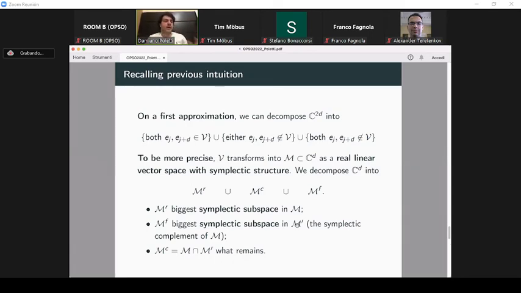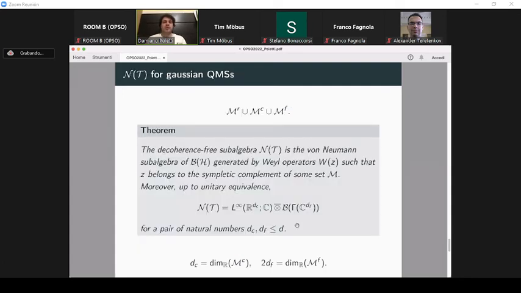So why have I done this introduction? Well, because the main result for the Decoherence-free subalgebra is this one. We can say that the Decoherence-free subalgebra is the subalgebra, of course, generated by Weyl operators. So this is already a nice property. It is generated by Weyl operators, but not all Weyl operators, just the ones where we take their argument in the symplectic complement of M.